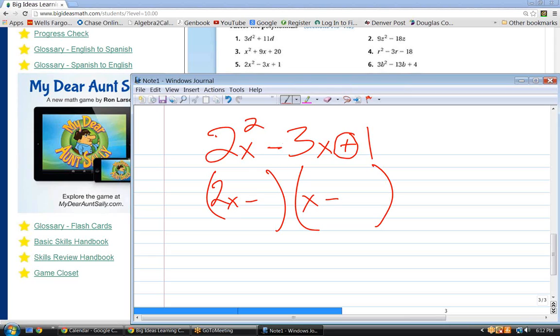And now there's really not any choices, are there? There's only one set of factors for one. And does that work? Well, when I multiply the inside together, I get minus x. When I multiply the outsides together, I get minus 2x. That adds to minus 3x. We got it right.